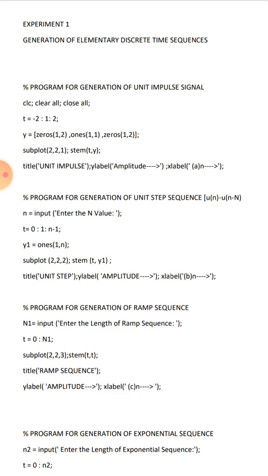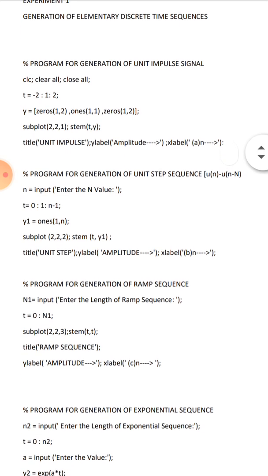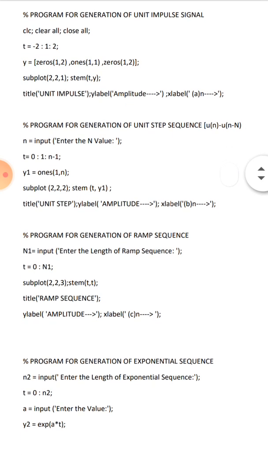You would have studied all these things in your signals and systems. A continuous time signal is a signal which changes continuously with time, and in a discrete time signal you will have the signal at a particular interval of time. So that is what a discrete time sequence is. So the first program is for the generation of unit impulse signal.